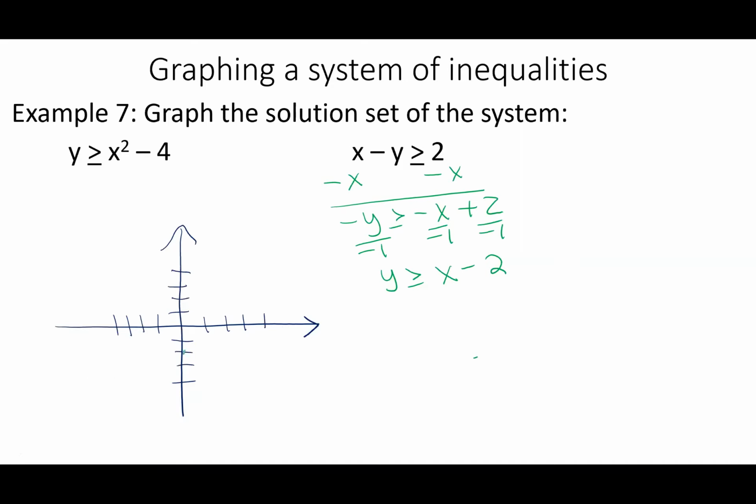My y-intercept is -2. My slope is 1, so up 1 over 1. It's equal to, so it's a solid line, and it's greater than, so I shade above.